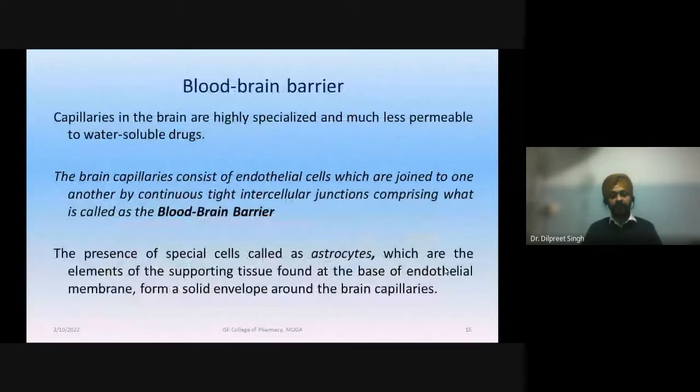Second is the blood-brain barrier. The capillaries in the brain are highly specialized and much less permeable to water-soluble drugs. The brain capillaries consist of endothelial cells joined to one another by continuous tight junctions, which comprise the blood-brain barrier. There are also special cells called astrocytes, which are part of the supporting tissue found at the base of the endothelial membrane, forming a solid envelope.